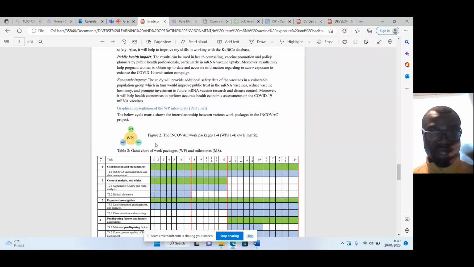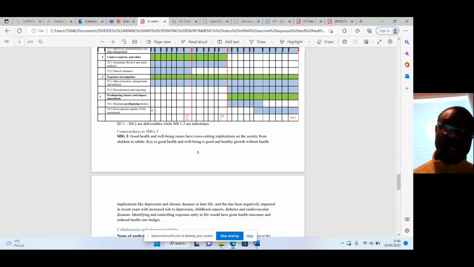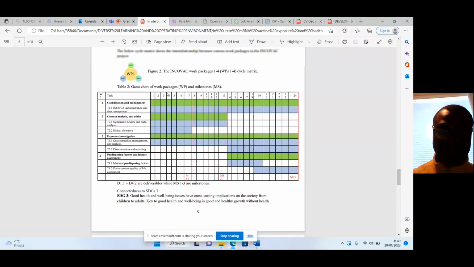So in this outline here, we have the work packages in a graphical presentation. The outline might differ depending on the field, depending on how you want to go about it. But the various major sections are very important and worth considering. And here it's more or less like a Gantt chart to show what tasks would be completed and when.